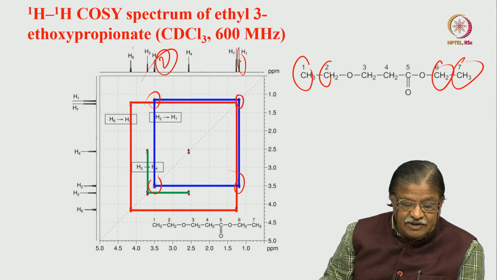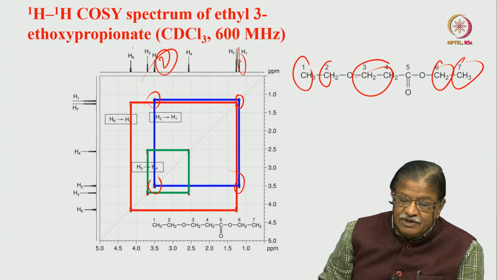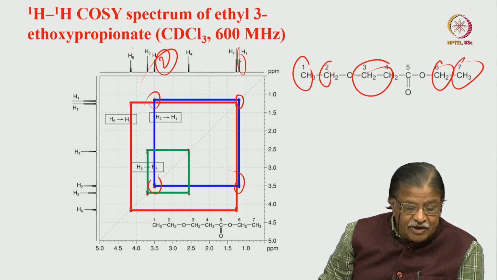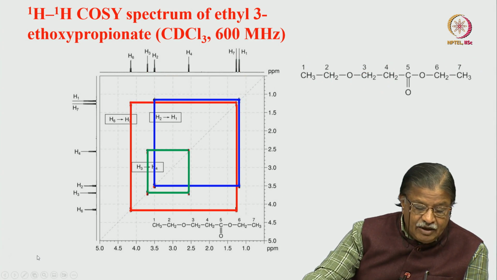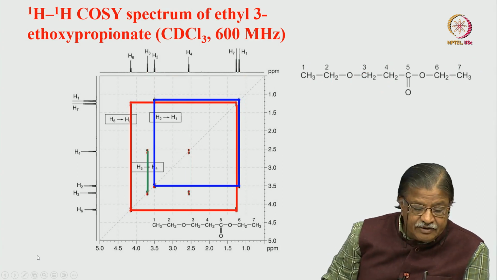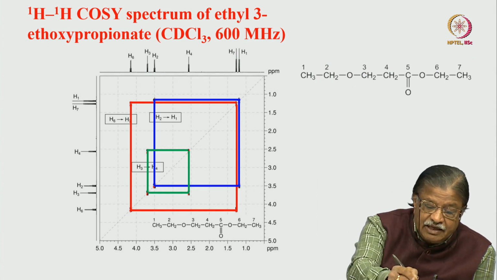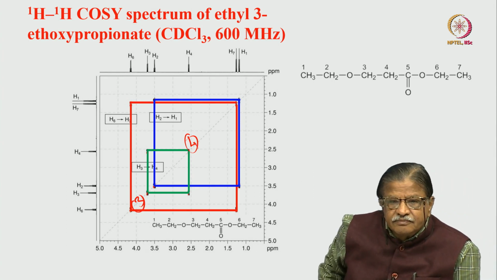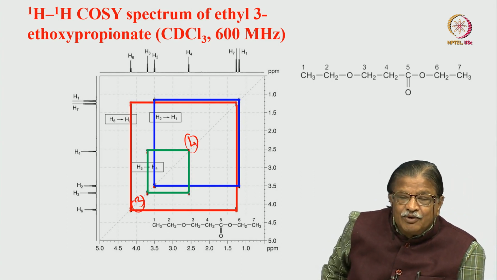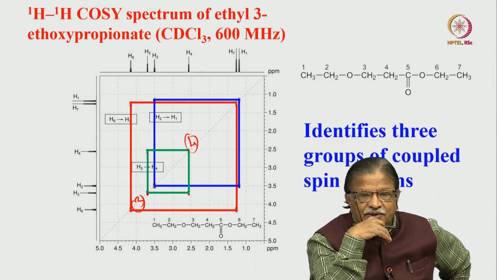Obviously, next leftover is this group. This is 2 CH2s. One which is attached to oxygen directly will come down. So, I would say that is proton H3, and proton 3 sit on the diagonal and then go horizontally and vertically like this, will complete a square. So, that means if this is 3, this has to be 4. This is 3, this is 4. That means this COSY spectrum identified 3 groups of coupled spin systems in this molecule.